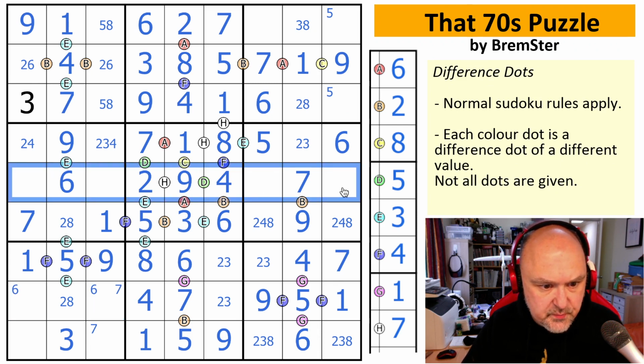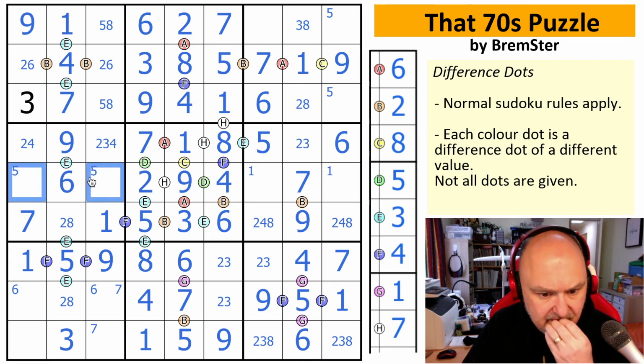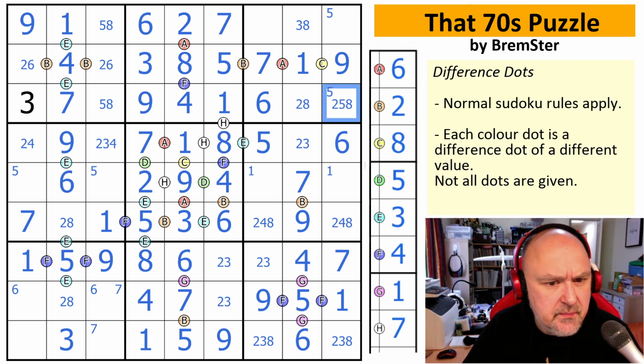What about this? I need to put 1, 3, 5, and 8. So 1 is in one of those two. 3, 5 is in one of those two. This is 2, 5, or 8. What am I missing? I don't remember the ending Sudoku being this tricky.